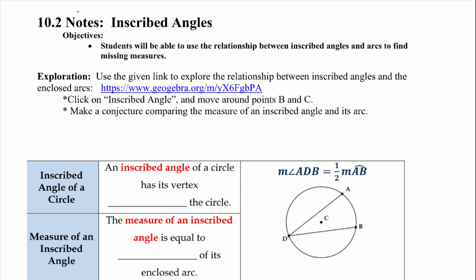Hello, today we're doing 10.2 notes, talking about inscribed angles. So our objective: students will be able to use the relationship between inscribed angles and arcs to find missing measures.